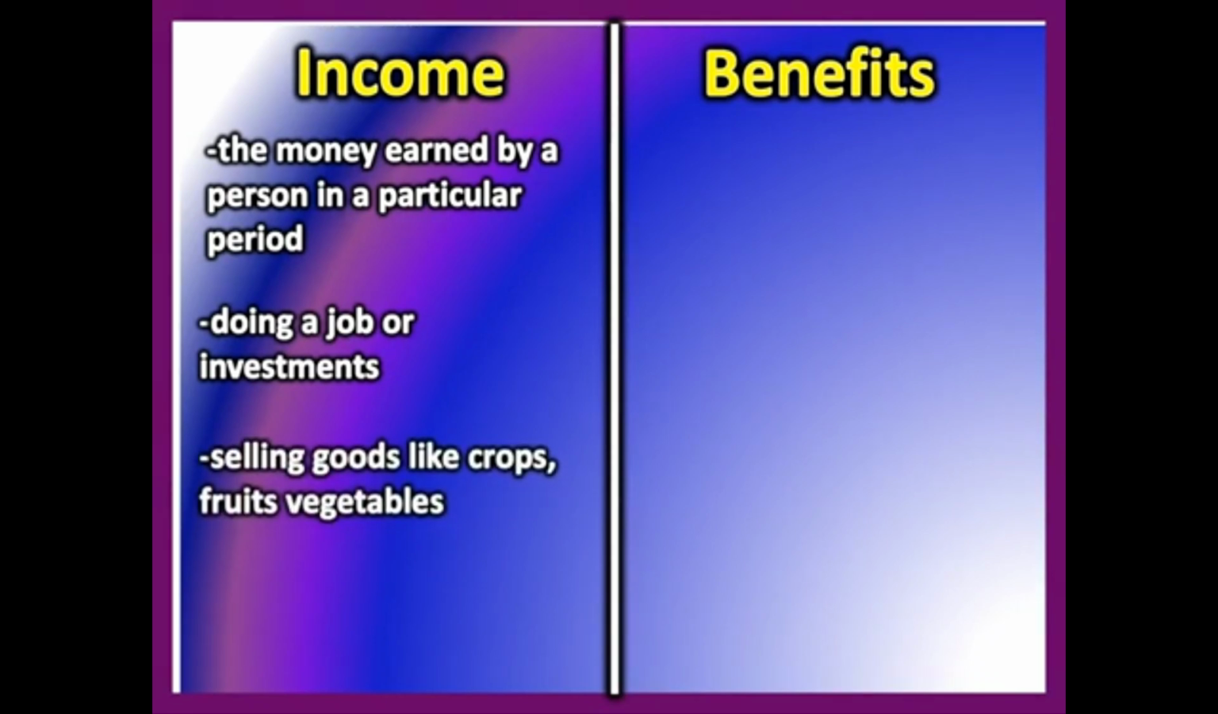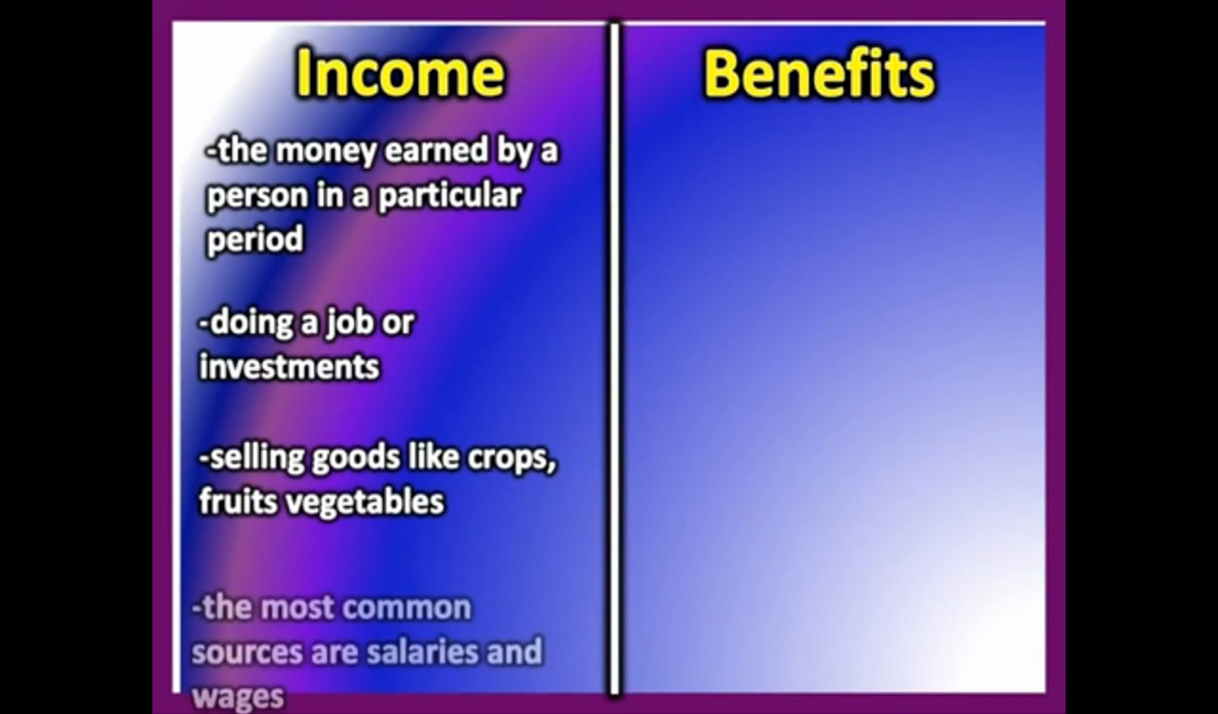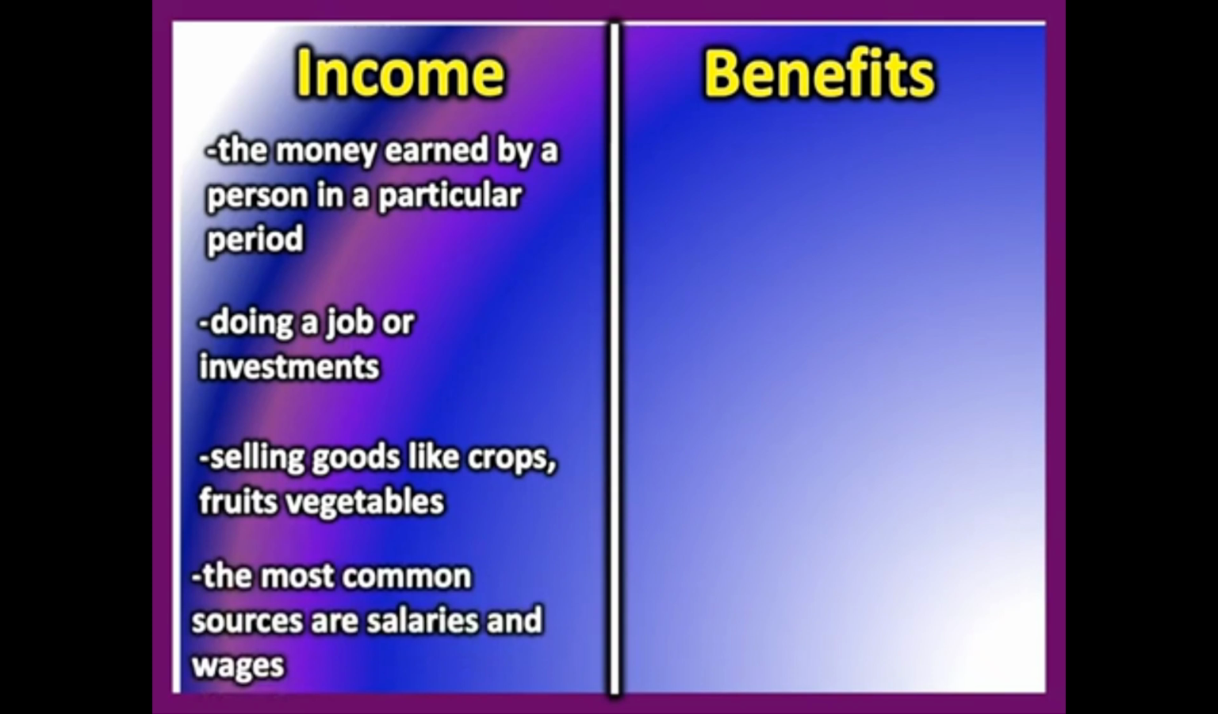For instance, a farmer earns an income by offering goods such as crops, fruits, and vegetables. So the most common sources are salaries and wages.